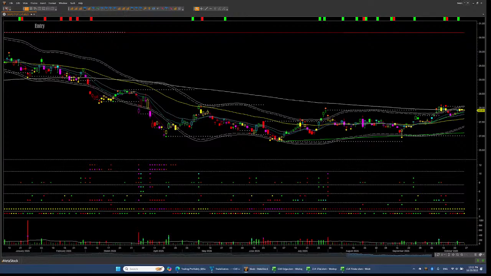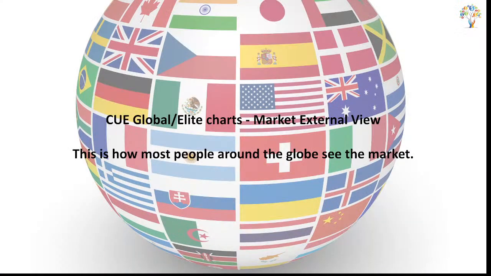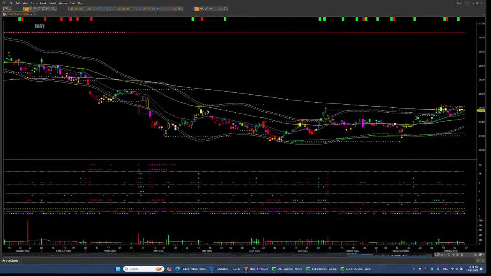I'll not look at the other breadth charts today. They don't provide any additional insight. Instead, let us continue with the market external view. This is how most people around the globe see the market. And here you will find something interesting, and that will explain why, partly at least, I am going to look for shorting trade ideas this week, not long trade ideas.